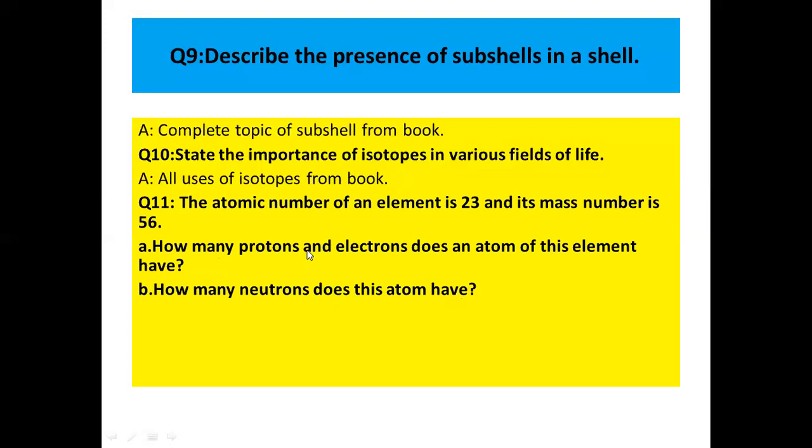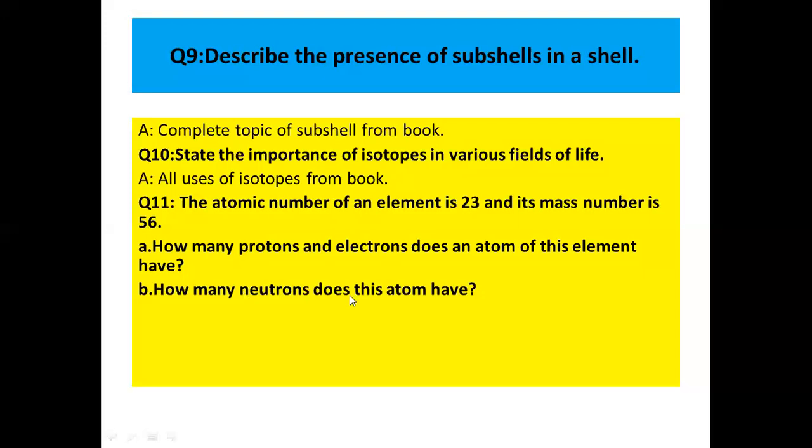How many protons? So protons are same like the atomic number, because atomic number is the number of protons present in the nucleus of an atom. So atomic number is 23. It means number of protons will also be 23. Electrons and number of protons are always same. So 23 protons and 23 electrons.